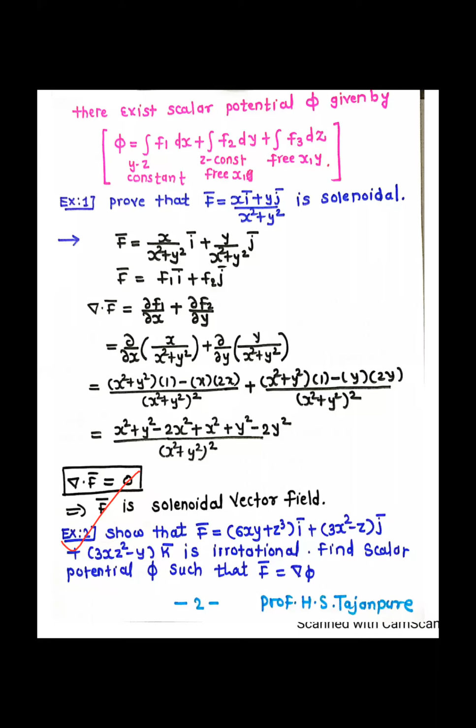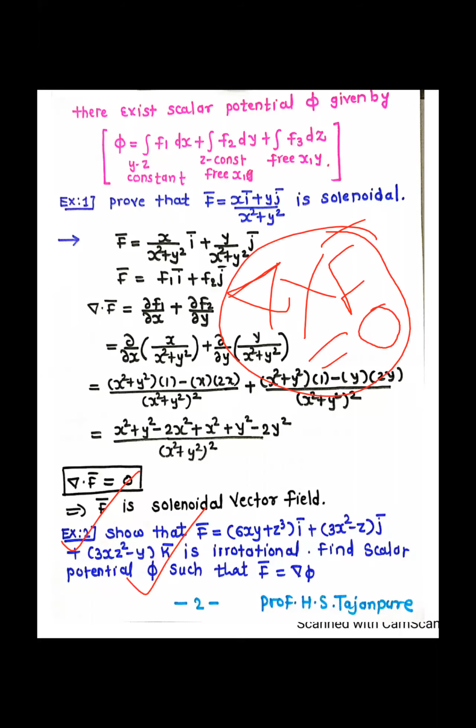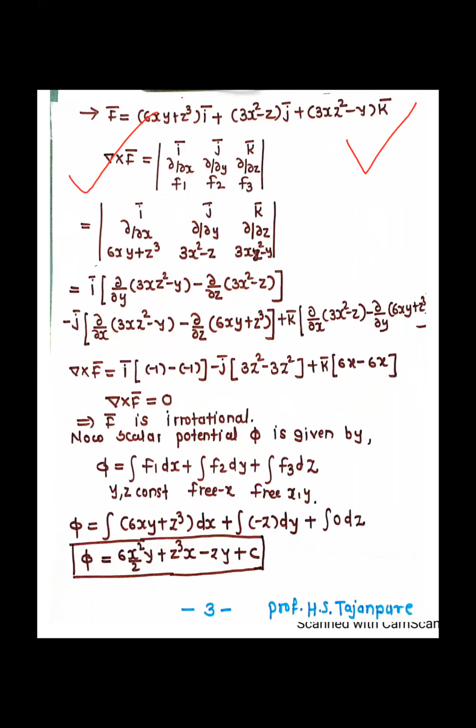We know that when del cross f bar equals 0, then the vector field is irrotational. And once you get the irrotational vector, we can find the scalar potential phi. So for that, let us consider del cross f bar. I have written again here f bar. Now del cross f bar, all of you know very well how to take the cross product of the two vectors.